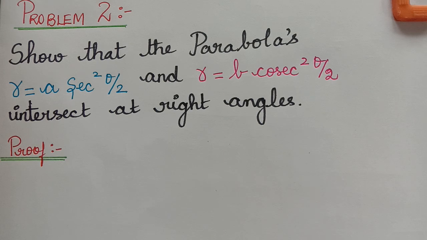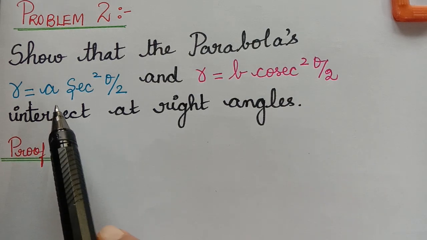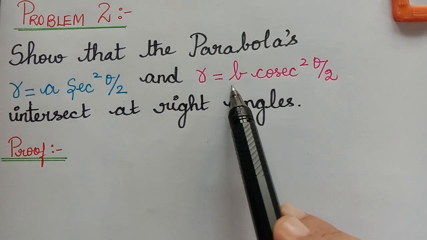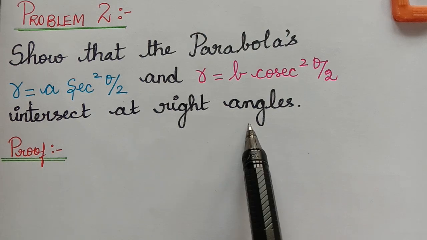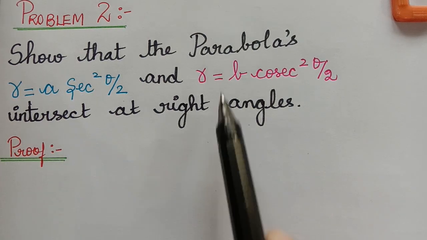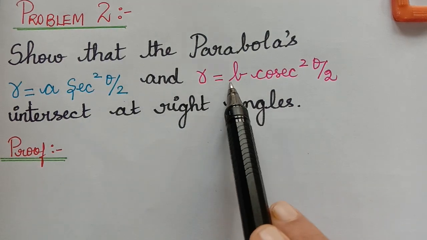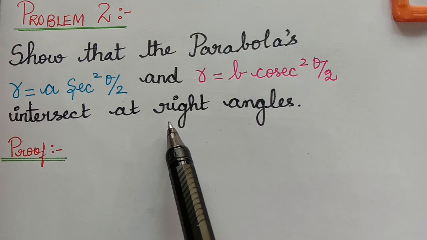Dear students, under the topic angle of intersection of two curves in polar coordinates, here we have the second problem. Show that the parabolas r = a sec²(θ/2) and r = b cosec²(θ/2) intersect at right angles. So we have to show that the angle between these two parabolas is 90 degrees, that is π/2 in radians. So let us see the proof now.